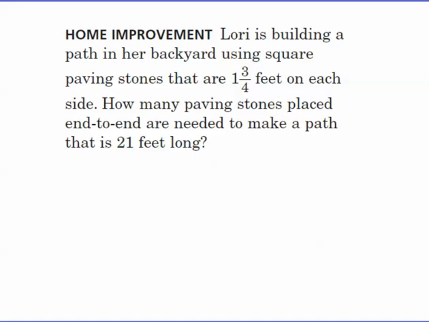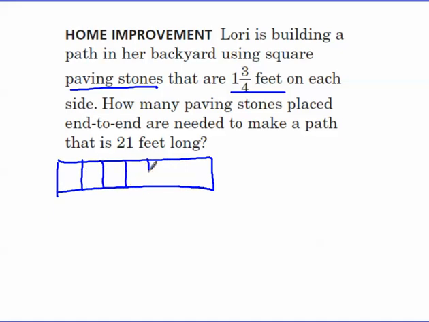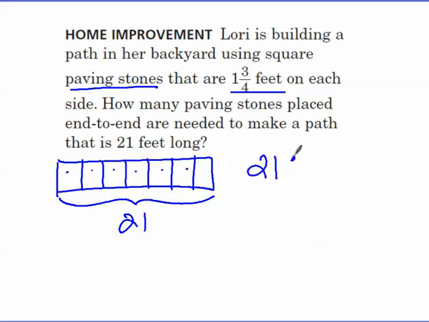What do we have? Well, we've got paving stones here that are 1 3/4 feet on each side. Okay, and we're going to lay them end to end, kind of if I were to do this as a picture, lay them end to end like that. Okay, so each one of these would be a stone. And I know that this entire length right here is going to be 21 feet. So I'm taking the 21 and chopping it up into sections of 1 3/4. So this becomes a division problem. 21 divided by 1 3/4. Because I'm chopping a 21-foot section up into 1 3/4 feet pieces.